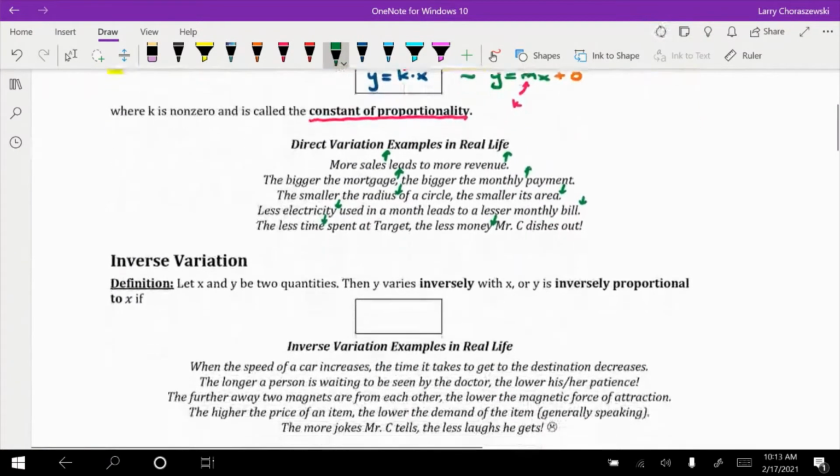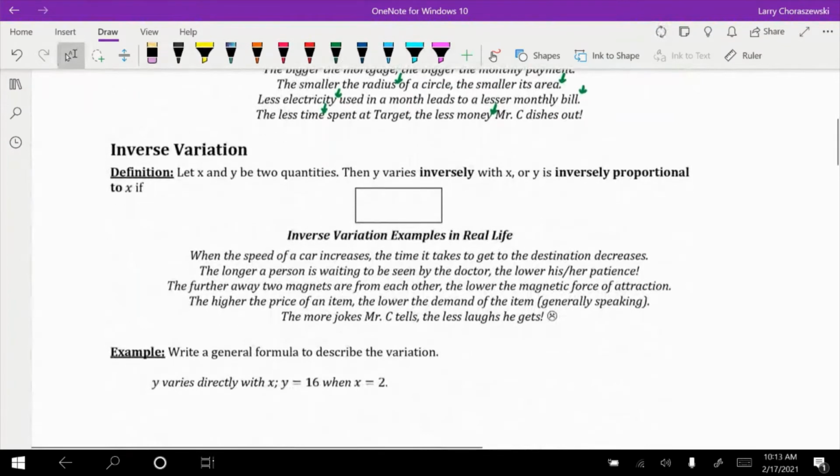Inverse variation is kind of like a seesaw effect, and I'll explain why in just a moment. So again, let x and y represent the two quantities that are related. We say that y varies inversely with x, or that it's inversely proportional to x if we can model the situation with the following. Y equals, we'll have k again, but instead of multiplying k by x, we'll divide it by x.